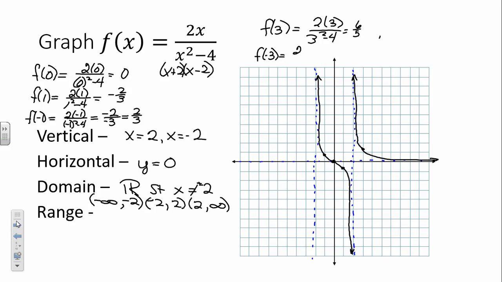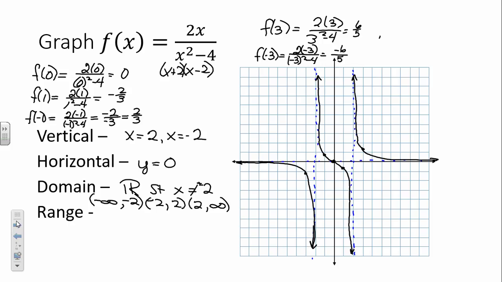And we'll have 2 times a negative 3 over negative 3 squared minus 4. So a negative 6 over 5 again. So we'll be down 1 1/5. And approach, but not cross. Approach, but not cross. Okay. So symmetric about the origin, isn't it?